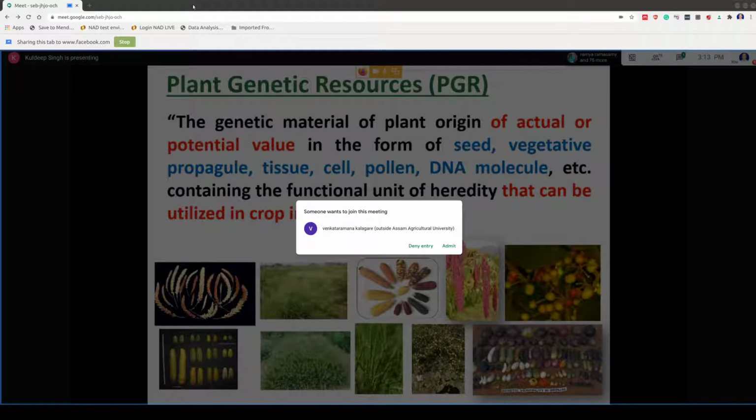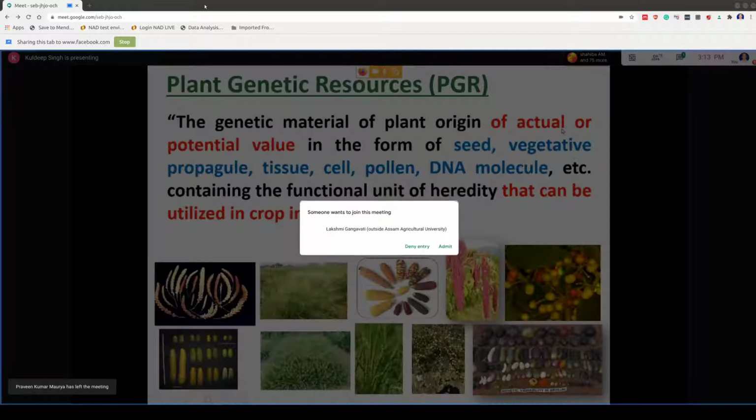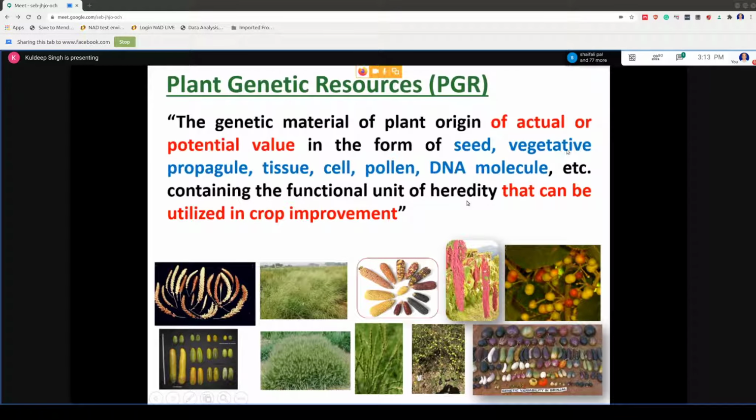Students, this is a simple definition of plant genetic resources, what it is. It is the genetic material of plant origin, which is of actual or potential value. And it could be in the form of seeds, vegetative propagules, tissue, cell, pollen, or the DNA molecule. And the very important point is that this is heritable and it can be used in crop improvement programs. So that's the basic, very simple definition of plant genetic resources.